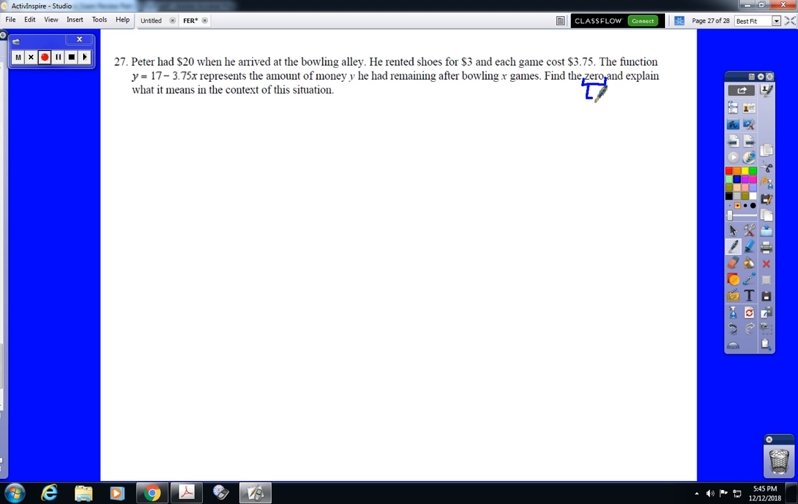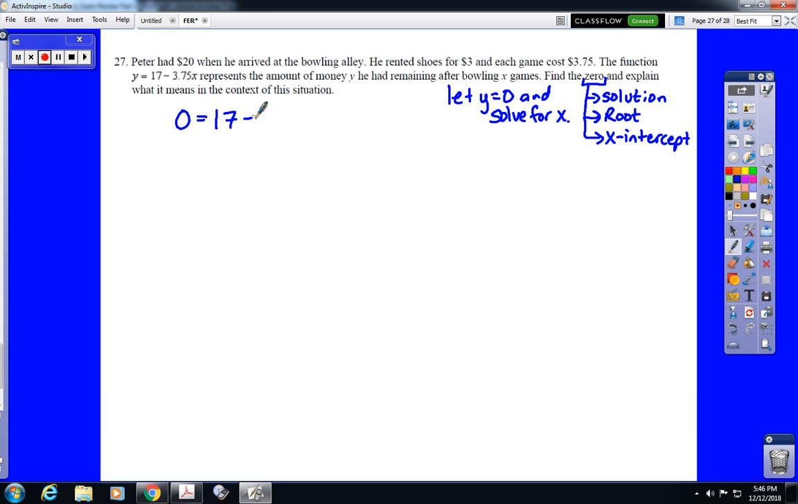Now that word 0, remember that they could have just as easily said solution, they could have just as easily said root, they could have just as easily said x-intercept. They all mean the same thing. What they're telling you to do is let y equal 0 and solve for x. That's what you're supposed to be doing in these two word problems, 27 and 28. So we put a 0 in for y, which would give us 0 equals 17 minus 3.75x, and we solve for x.